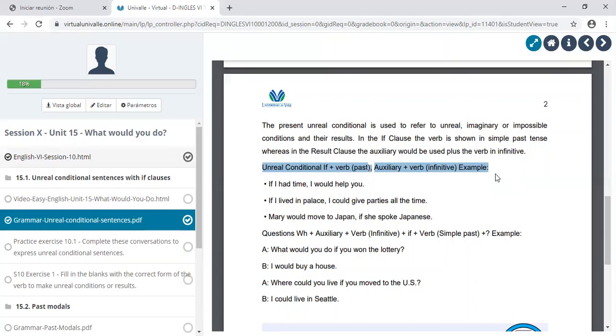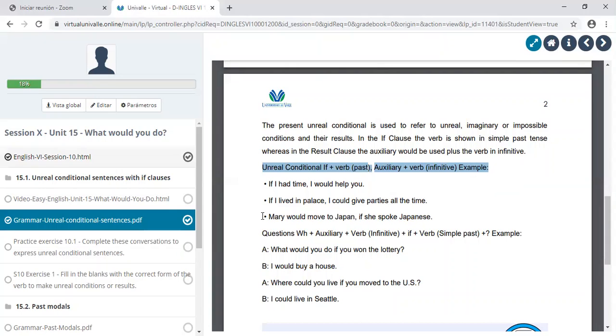Si yo tuviera tiempo, te ayudaría. Number two, if I live in palace, I could give parties all the time. Si yo viviera en un palacio, ofrecería fiesta todo el tiempo. Mary will move to Japan if she spoke Japanese. María se movería a Japón si ella hablara japonés.